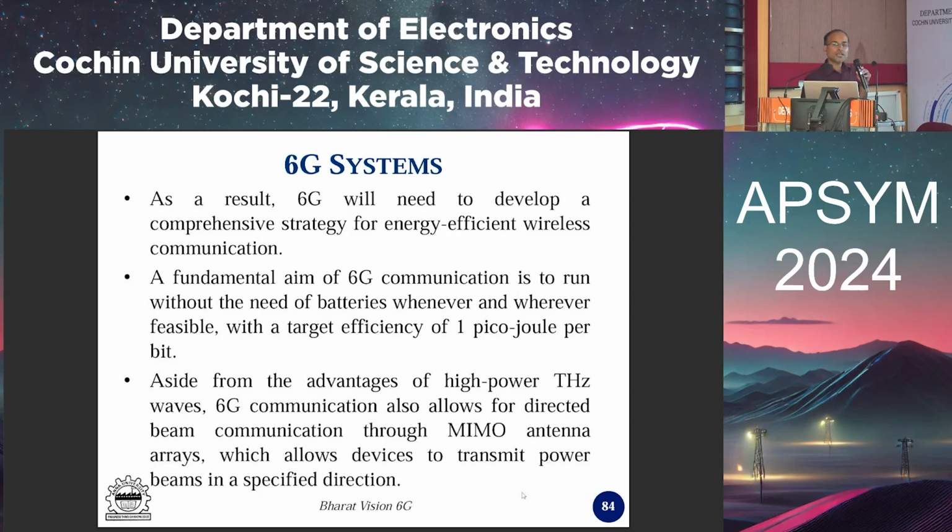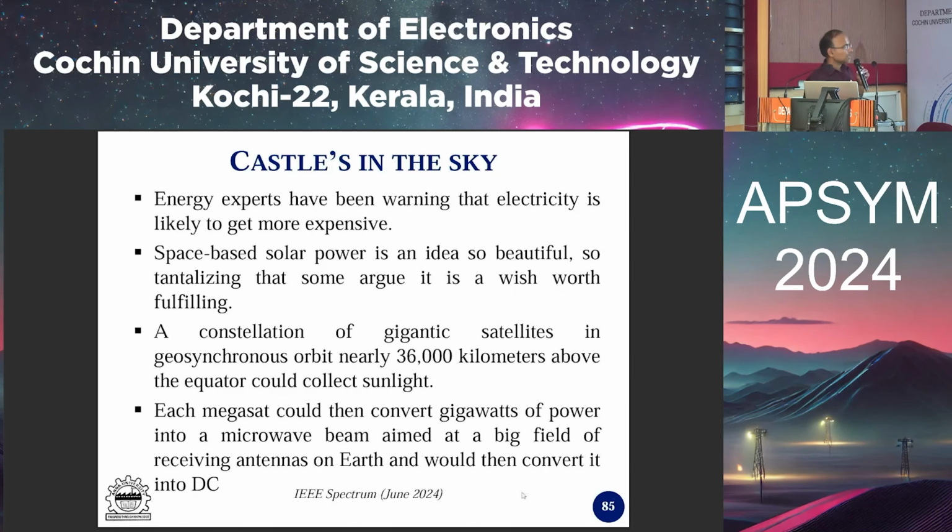So aside from the advantage of high power terahertz waves, 6G communication allows for directed beam communication through MIMO or massive MIMO, which allows devices to transmit power beams in a specified direction. That's what the objective was behind 5G as well, and they want to enhance its performance in 6G. So the two objectives are: the first one is to reduce the power consumption, the next one is targeted beam steering. And this is again an extract from the article I have written for IEEE Spectrum.